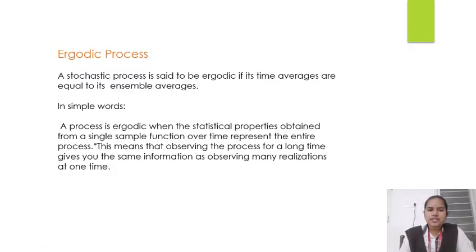Here we see the first definition of ergodic process. A stochastic process is said to be ergodic if its time averages are equal to its ensemble averages. In simple words, a process is ergodic when the statistical properties obtained from a single sample function over time represent the entire process. This means that observing the process for a long time gives you the same information as observing many realizations at one time.